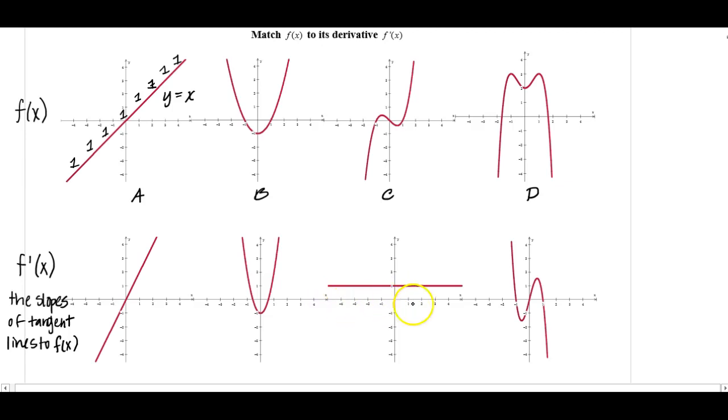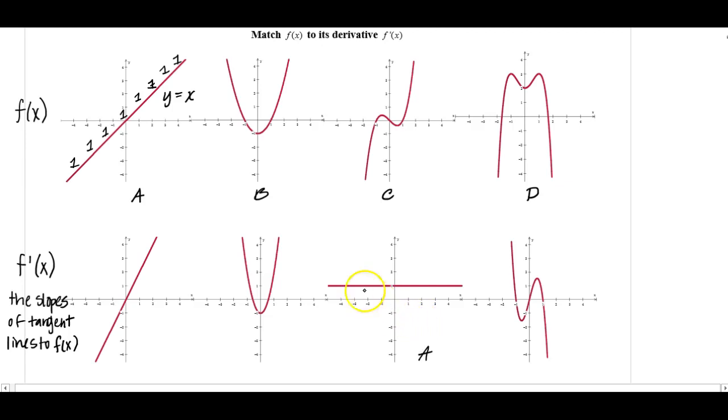So across every single x value, the output, the function itself, is 1 every single time. It's a constant function 1 because as I look at the slope here, it's constantly 1 across this entire linear function. So that means that this is A.